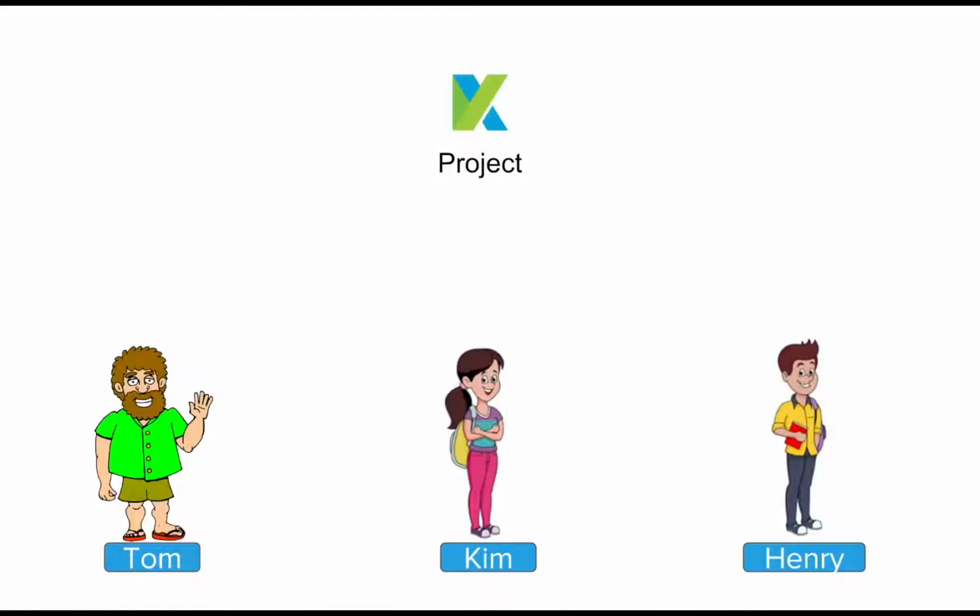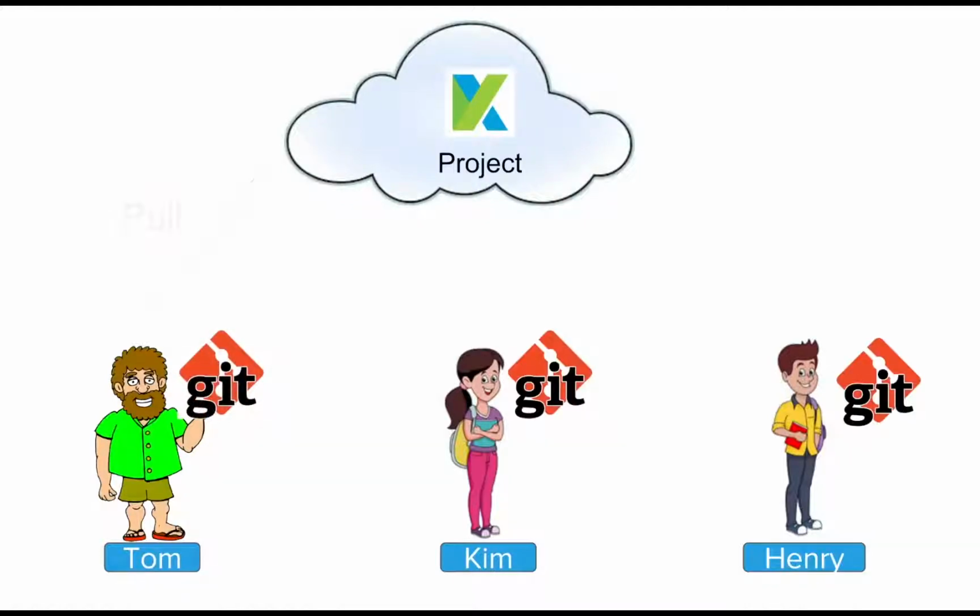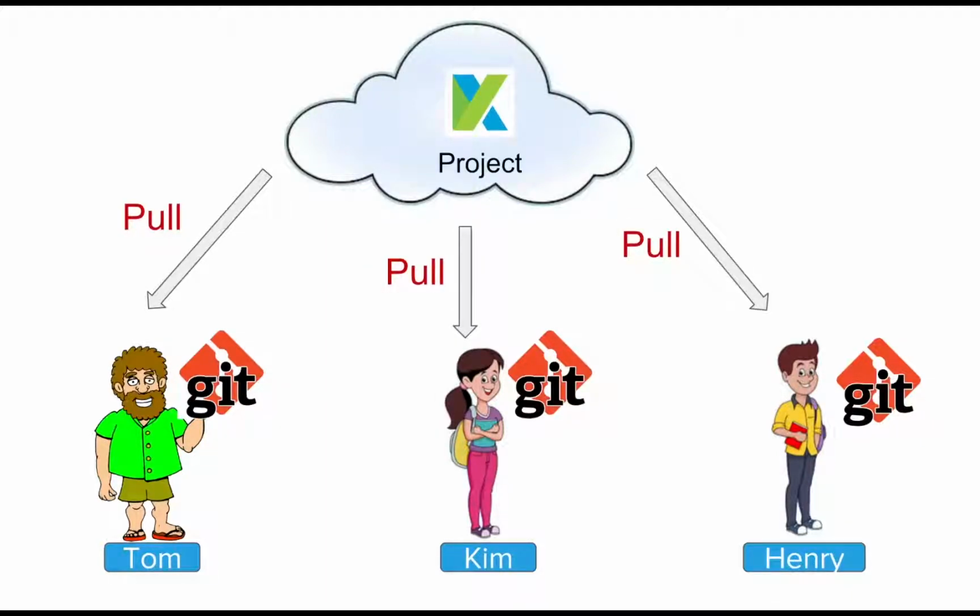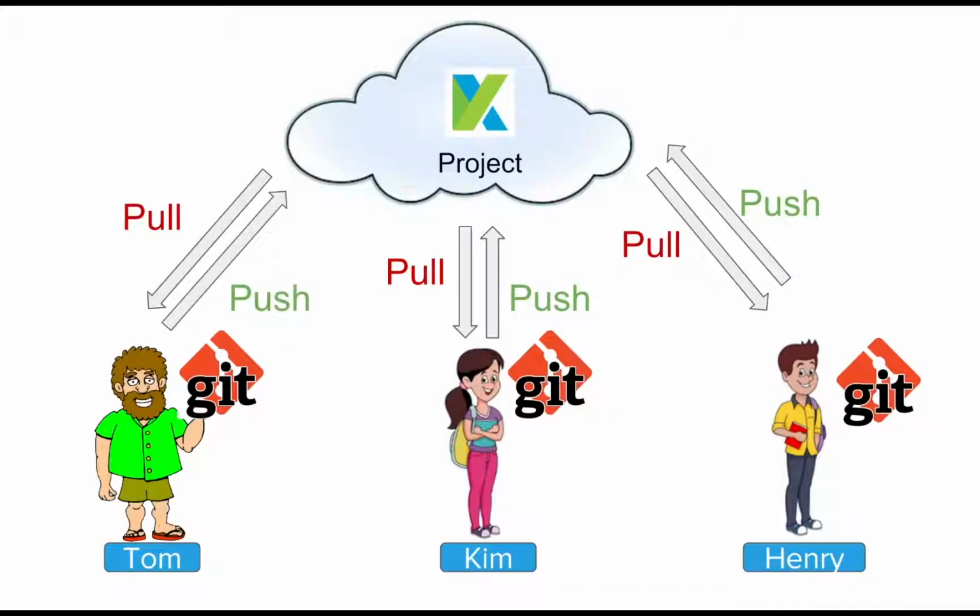So the team can put their project on a remote repository or any common location, and then every member in the team will install Git on their system. And then they can do a pull from the common repository, so they will get a local copy of the project, and then they can work on their local copy, and whenever they want they can push it back to the remote repository, and Git will take care of all the changes and version controlling.